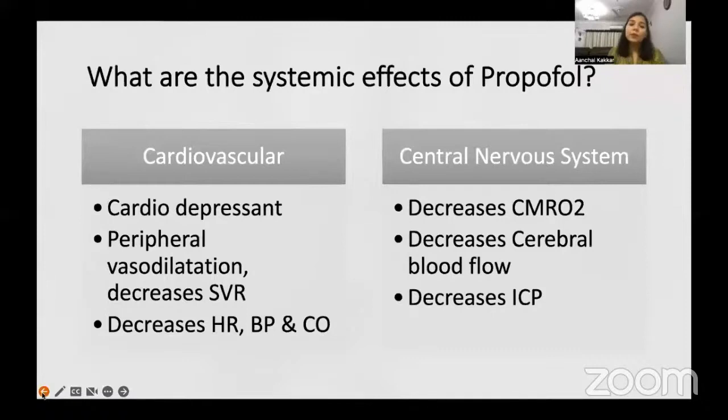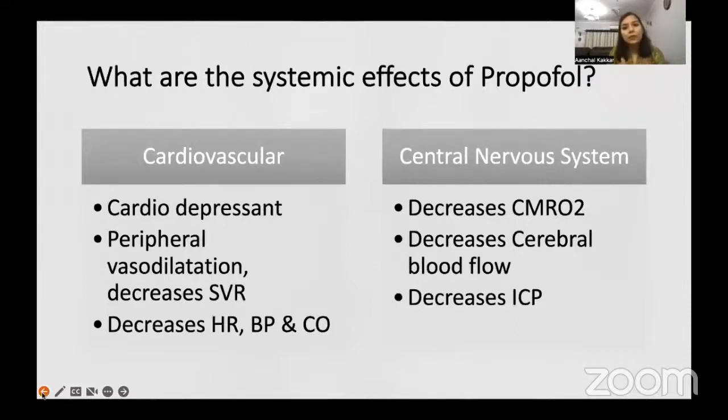So what are the systemic effects of propofol? When we are talking about systemic effects, we start with the cardiac or the central nervous system. It is a cardiodepressant drug. So there is myocardial depression, peripheral vasodilatation, and decrease in systemic vascular resistance. Hence, there is a decrease in cardiac output, heart rate, and blood pressure.